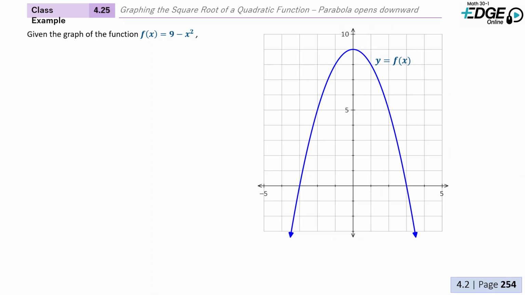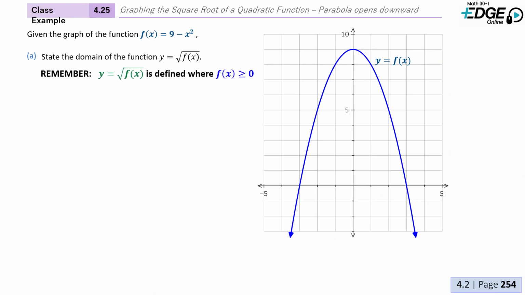Class example 4.25. Given the graph of the function f of x is equal to 9 minus x squared, let's state the domain of the function y is equal to the square root of f of x. So again, remember where y is equal to the square root of f of x is defined only where f of x is greater than or equal to 0. And again, that really means where our y values are greater than or equal to 0.